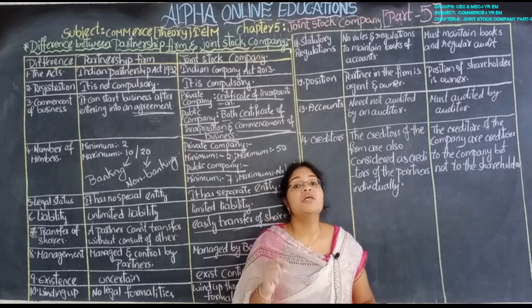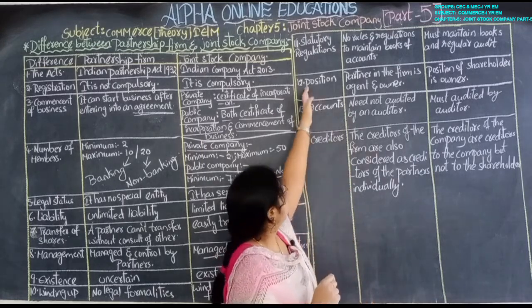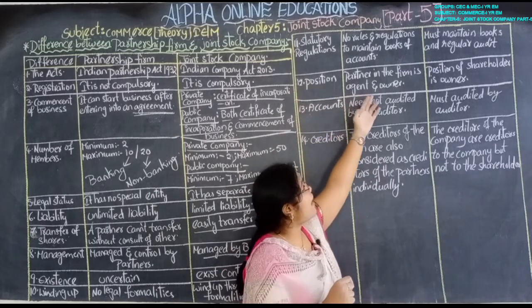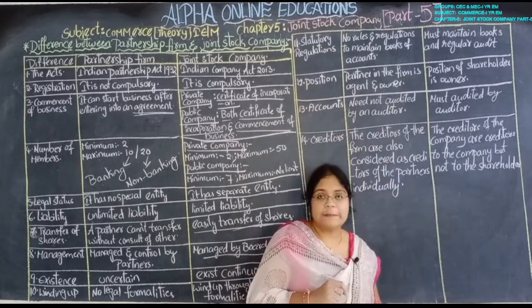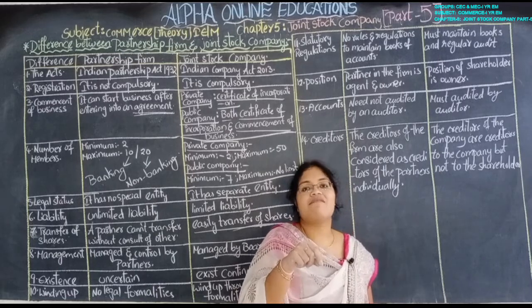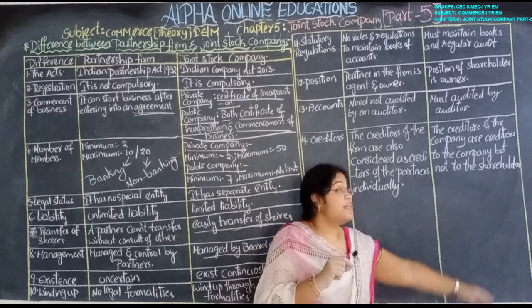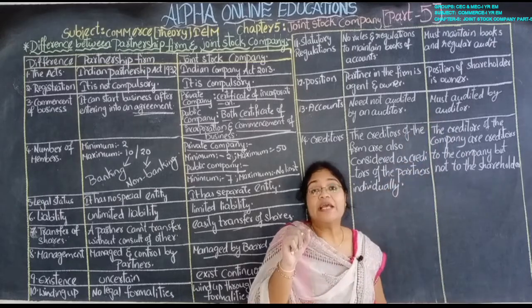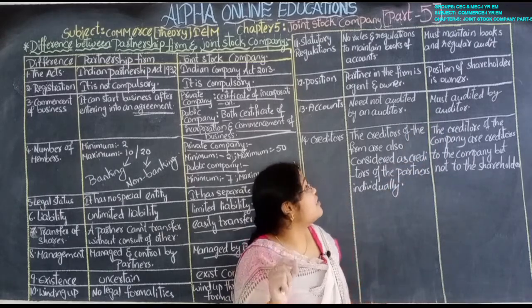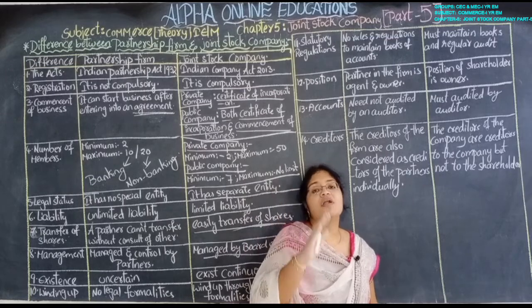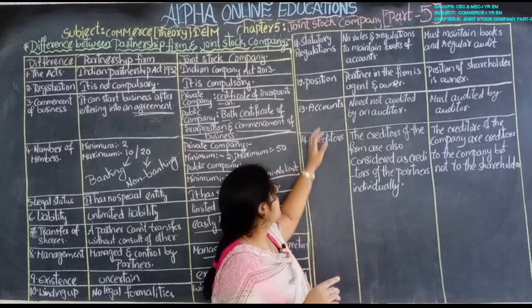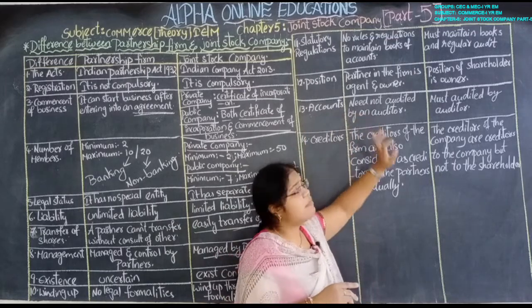Position: a partner in the firm acts as an agent and the owner. So the partner himself acts as an agent and also as an owner. But in the joint stock company, only the shareholder will act as the owner. Only the shareholder will act as the owner. Accounts need not be audited by the auditor.